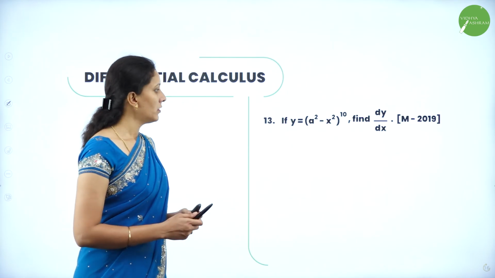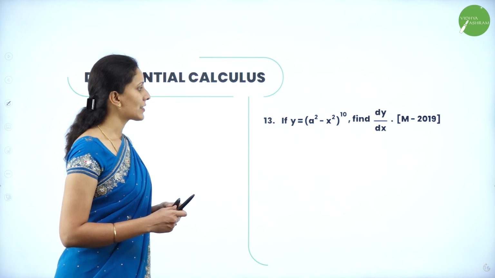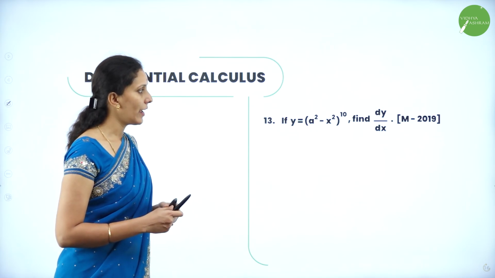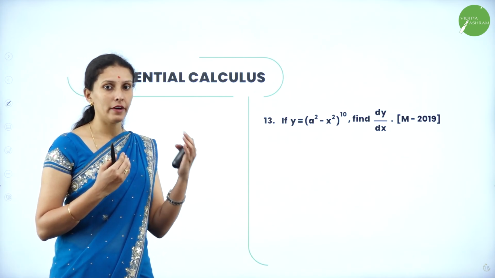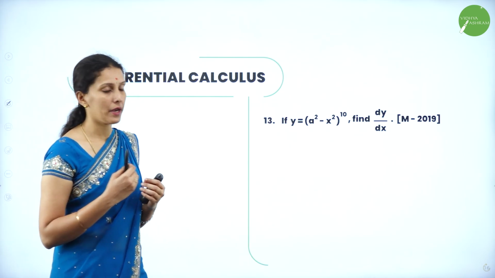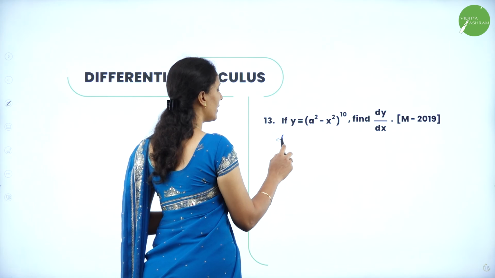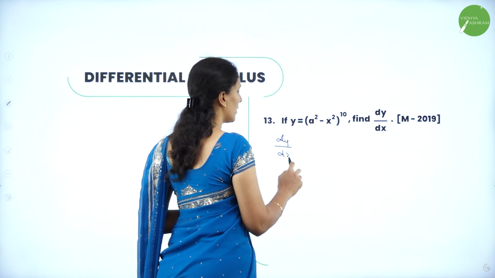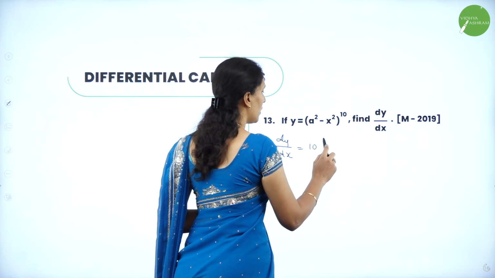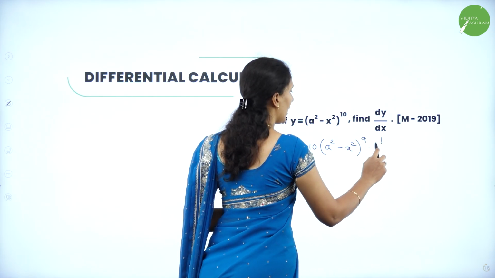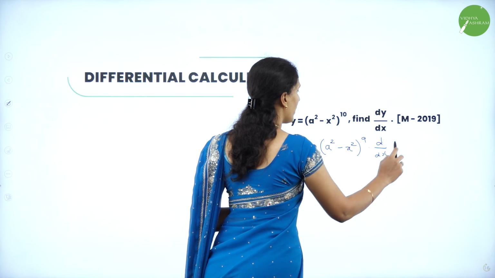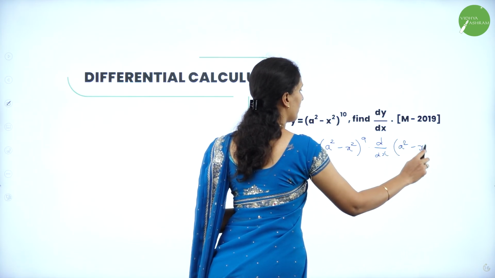Next question, if y is equal to (a square minus x square) to the power 10, find dy by dx. Any function in the form of x to the power n has derivative n into x to the power n minus 1. So here dy by dx can be written as 10 into (a square minus x square) whole to the power 9. Again derive the function inside the bracket.